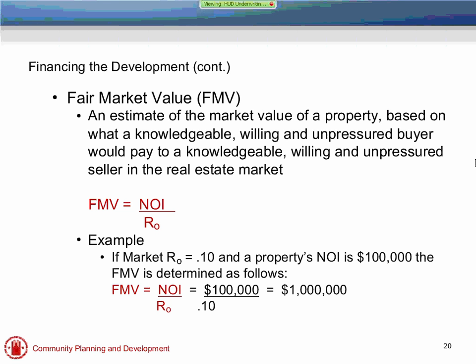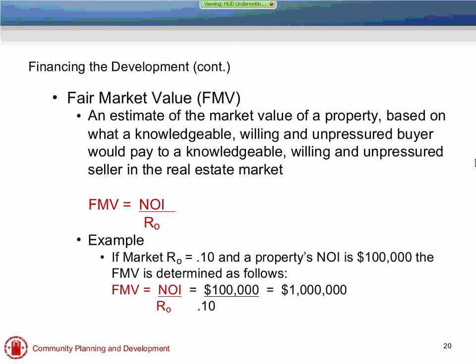So, for example, if an appraiser knows that the market cap rate is about 10%, and he's trying to appraise a project that has $100,000 a year in net operating income, then the appraiser would simply divide the net operating income by the capitalization rate, and that tells him that the property's worth $1 million.